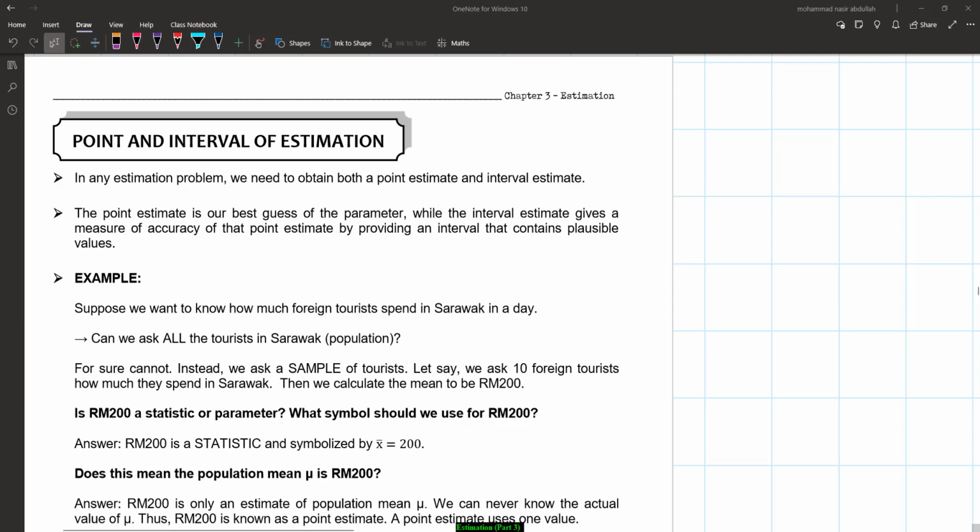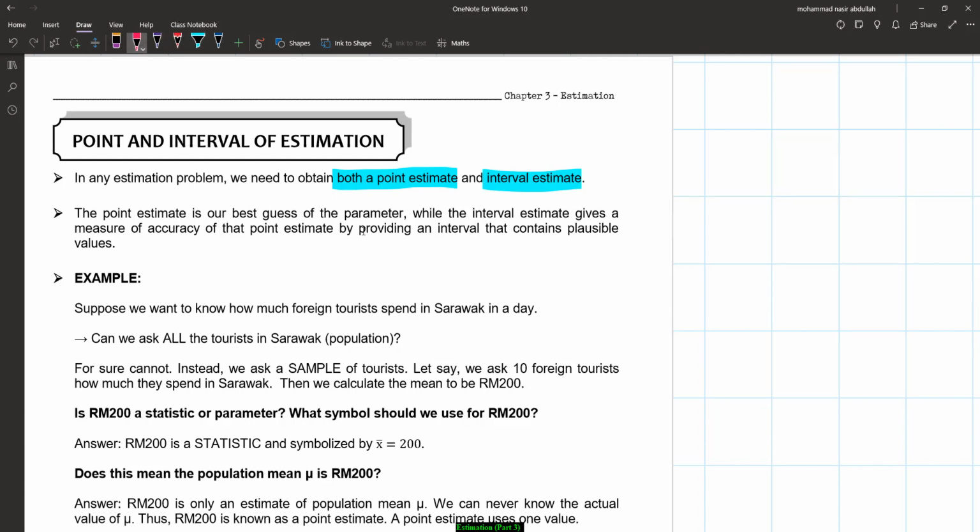Alright, so we continue our lecture. This is about point and interval estimation. So in any estimation problem, we need to obtain both a point estimate and an interval estimate. Remember, last class I already mentioned what a point estimate, a point estimator, and an interval estimate are.